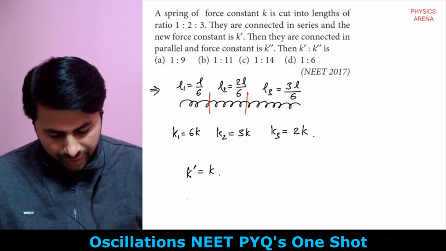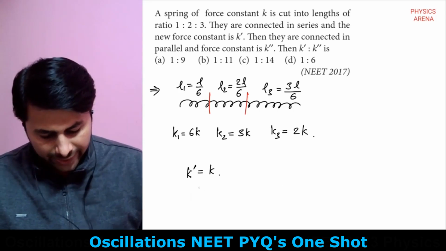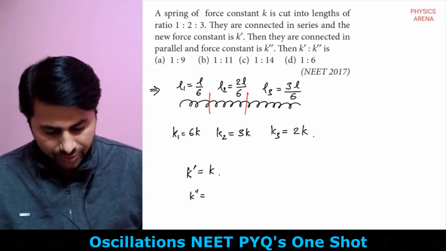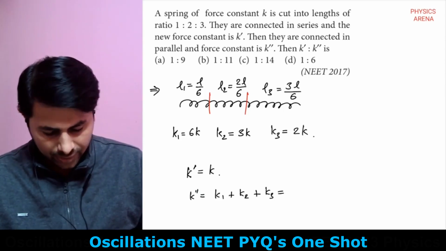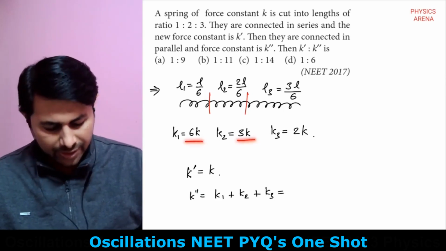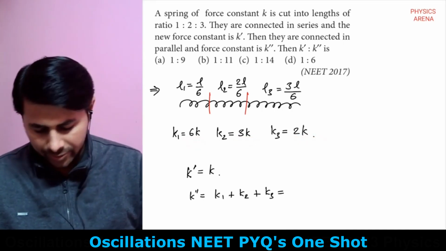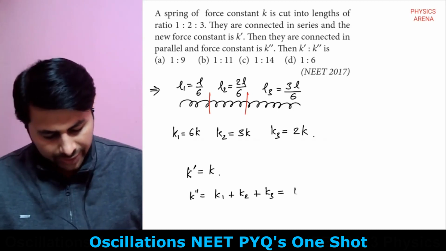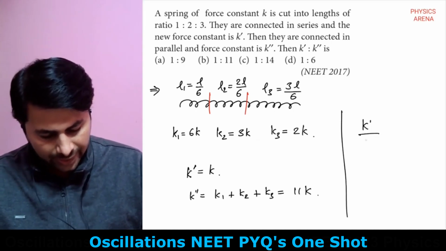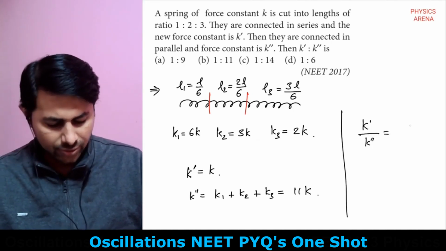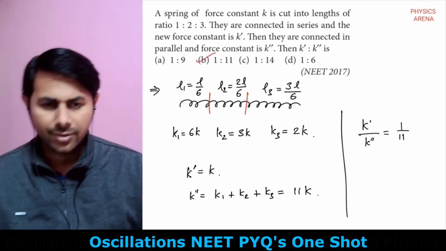Then K double dash will be equal to what when they are connected in parallel? K double dash is equal to K1 plus K2 plus K3. It is 6K plus 3K plus 2K. 6 plus 3 plus 2 is 11. So it is 11K. Then if you take the ratio, K dash is to K double dash equals K upon 11K, or 1 upon 11. It's option B.